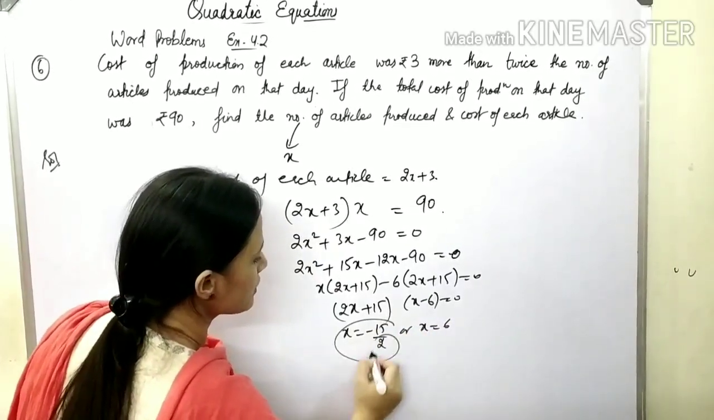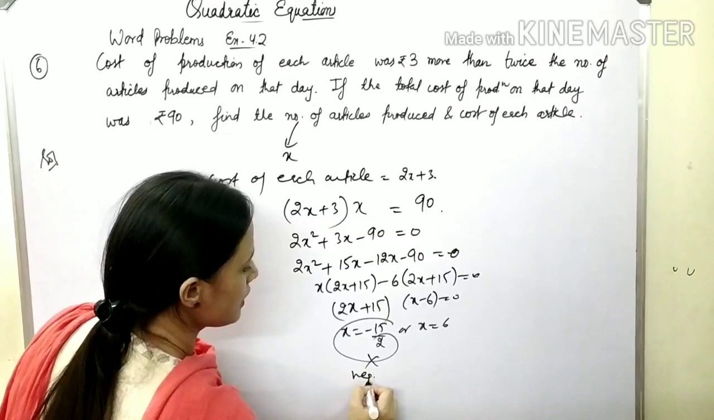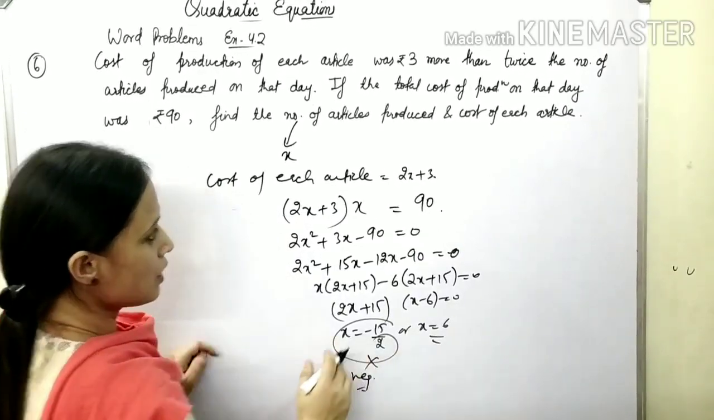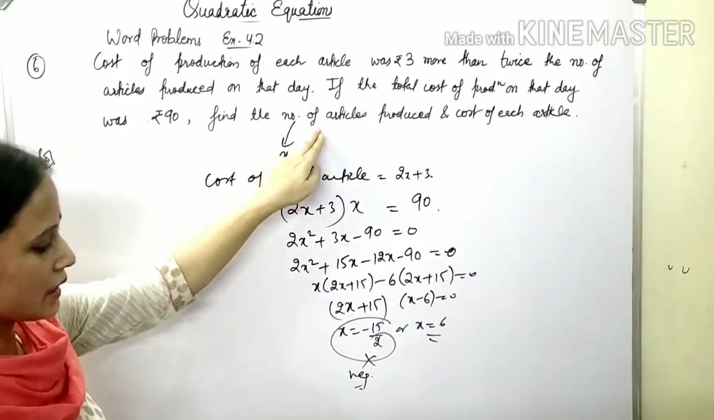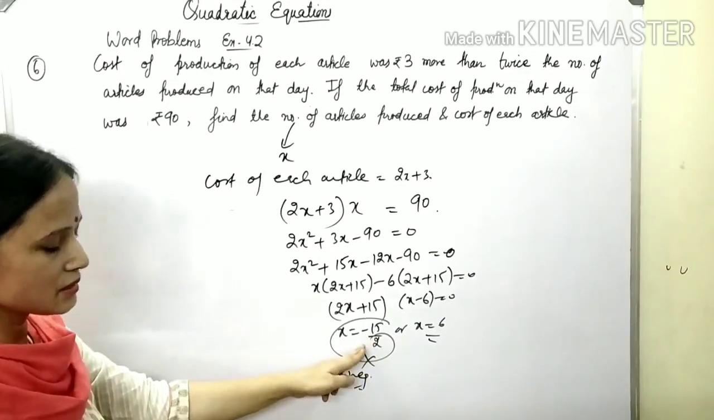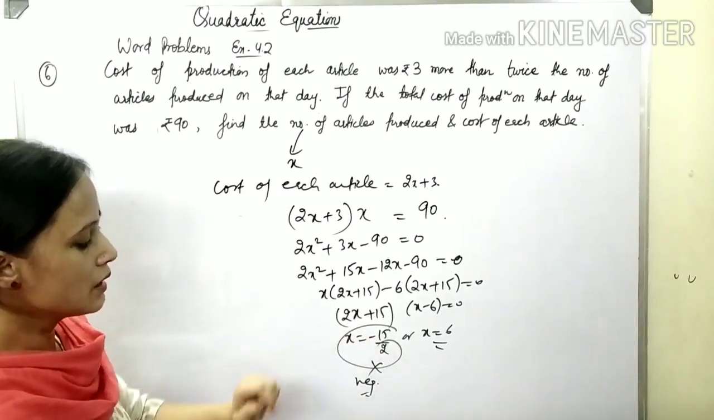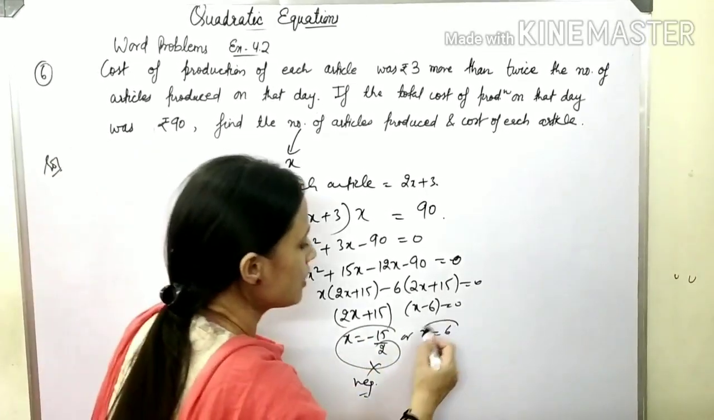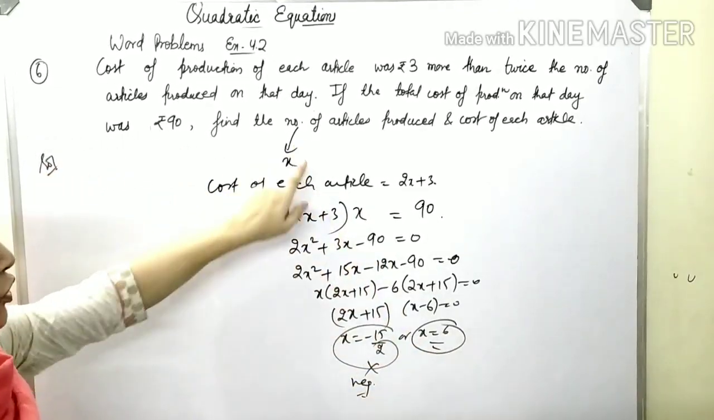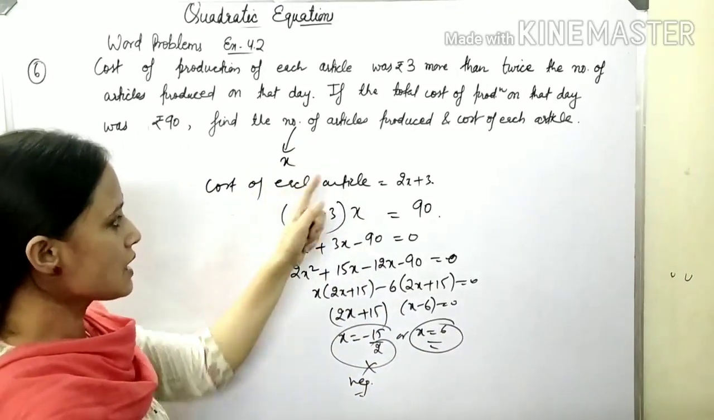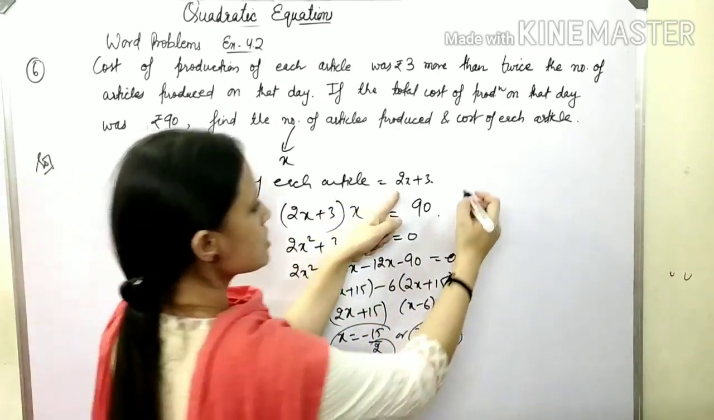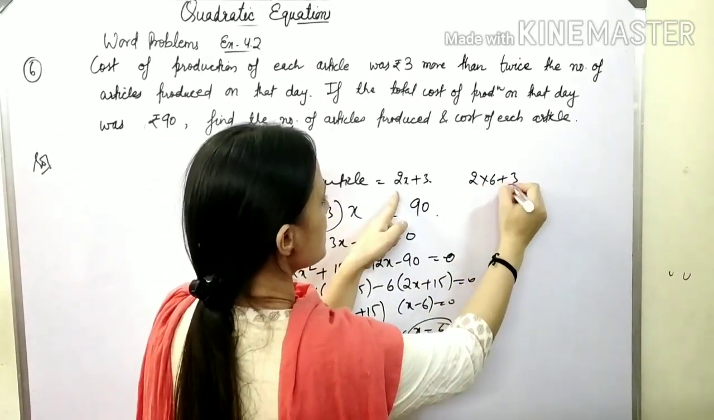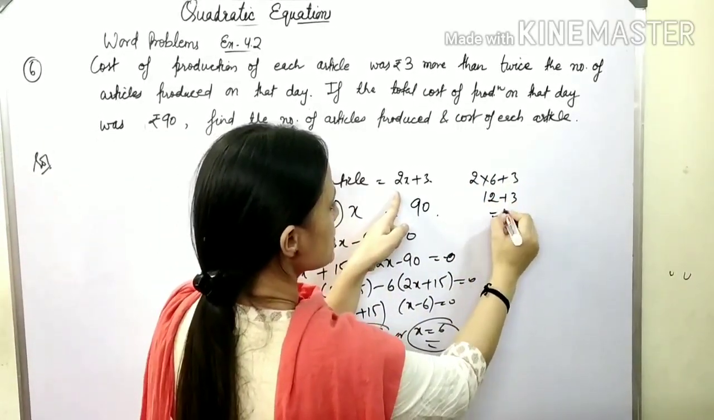So we'll have to neglect this value. You can write: neglect this value, because x is the number of articles, which cannot be a fraction and cannot be negative. So we'll take this value. The number of articles produced on that day was 6 and the cost of each article was 2 into 6 plus 3, that is 12 plus 3, that is 15 rupees.